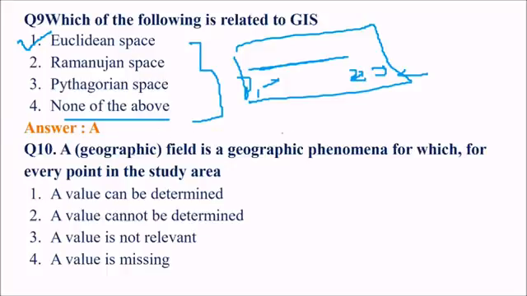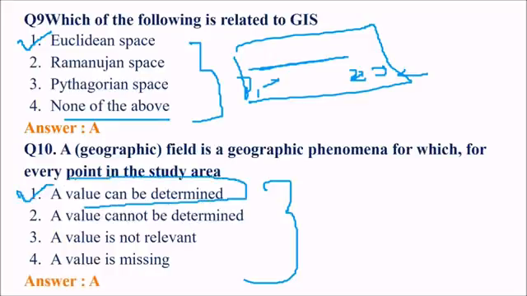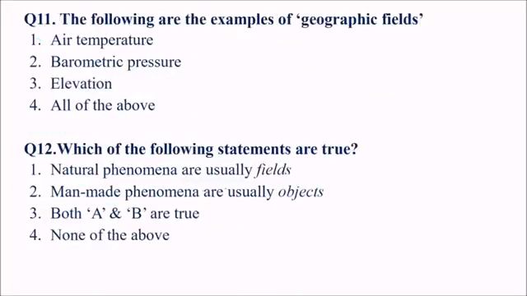Next is, a geographic field is a geographic phenomena for which, for every point in the study area. These are 4 options for you. A field is a geographic phenomena for which, for every point in the study area, a value can be determined. A value cannot be determined. A value is not relevant. A value is missing. The answer is, a value can be determined. This is the correct answer. You guessed it right. This is the first option for you.